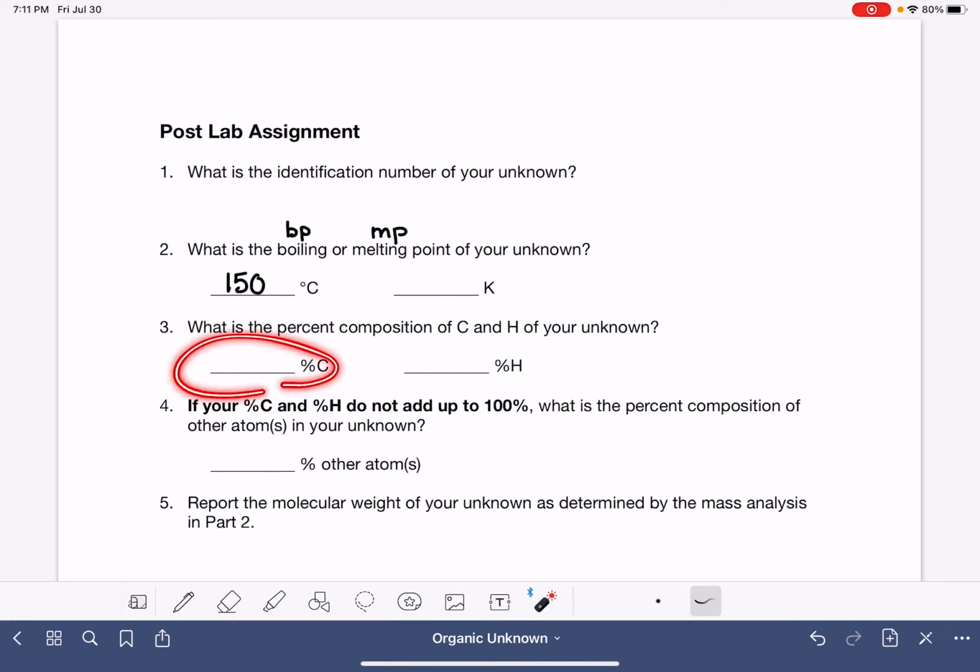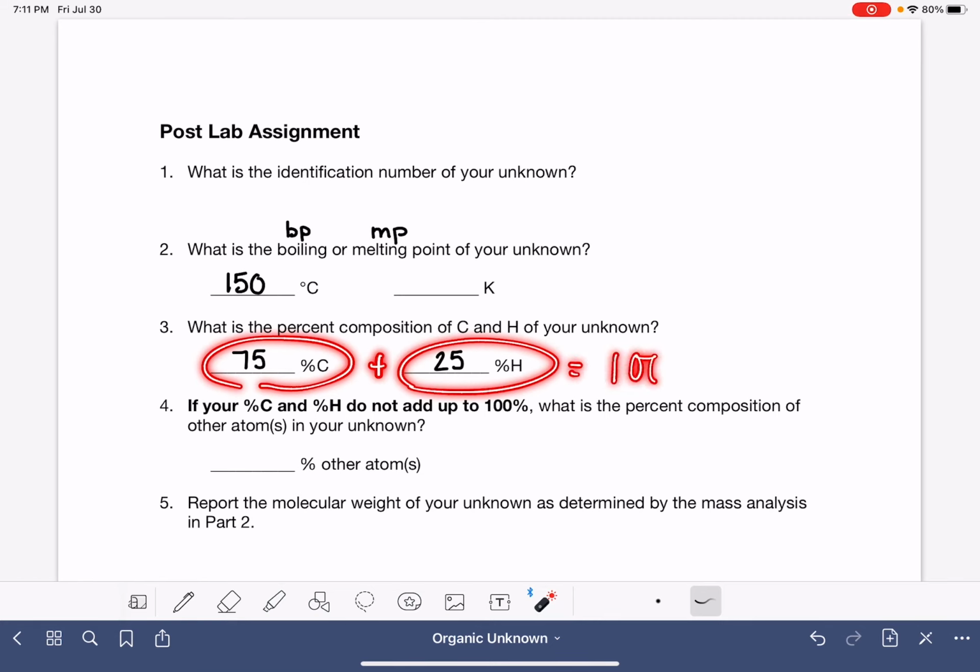You'll also be copying percent composition data for your unknown. So it's going to tell you, let's just say maybe it's 75% carbon, 25% hydrogen. Again, this is going to be displayed on the chalkboard, and this is all the information that's going to show up on the chalkboard. Now, some of you are going to be lucky, and your percent carbon and your percent hydrogen are going to add up to 100%. And that just makes this post-lab a little bit easier. Not much easier, but a little bit easier.